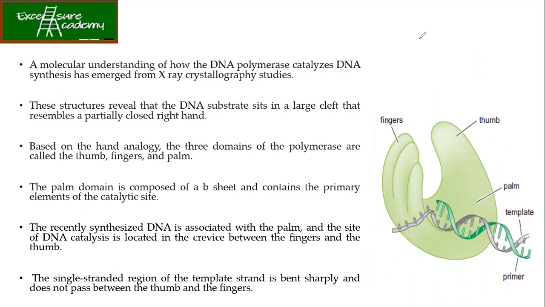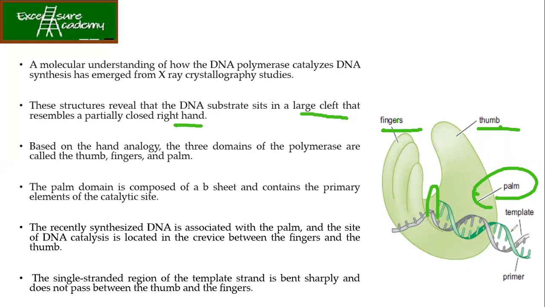Okay, so let's focus on the DNA polymerase. The structures reveal that the DNA substrate sits in a large cleft that resembles a partially closed right hand. It looks just like a right hand, only one finger short. Based on the hand analogy, the three domains of the polymerase are thumb, fingers, and palm. Remember, we are going to talk about all the interactions played by the thumb, fingers, and palm.